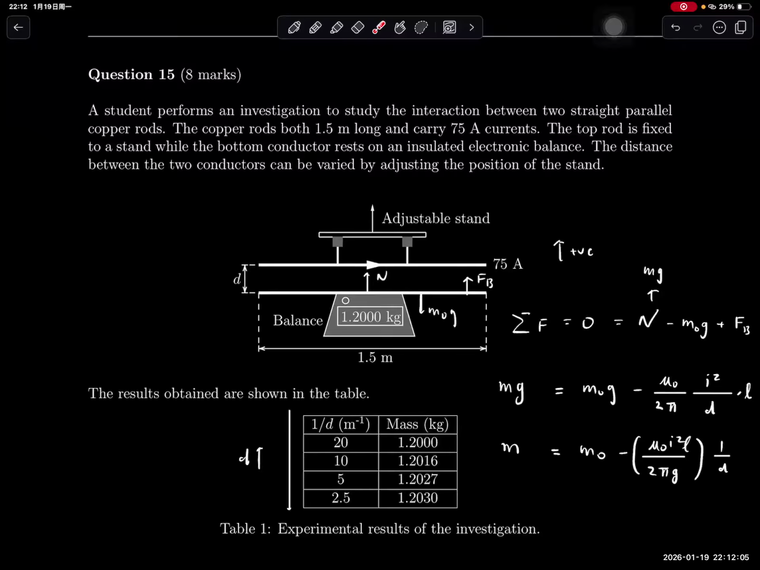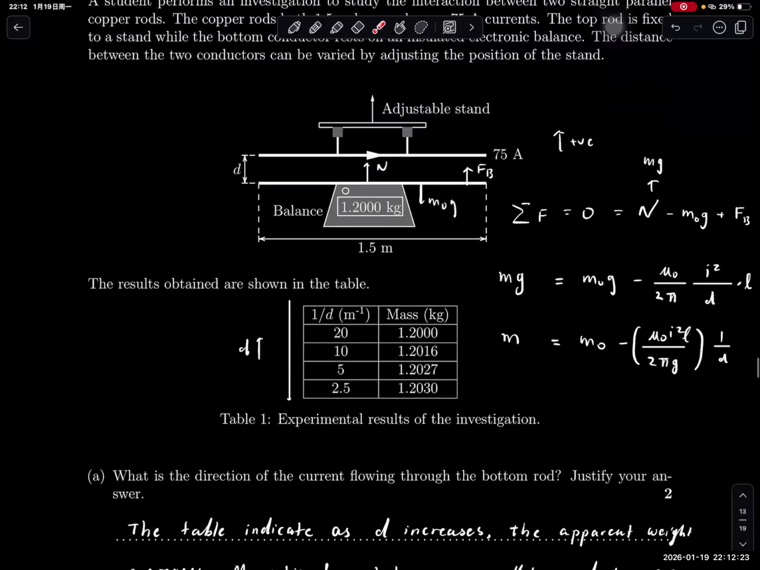The top rod is fixed to a stand, levitating above the bottom wire. The bottom conductor rests on an insulating electric balance. So the distance between them can be varied, and that's our independent variable, I think, right? So we vary them, and the result is shown. The result shows manipulated data.